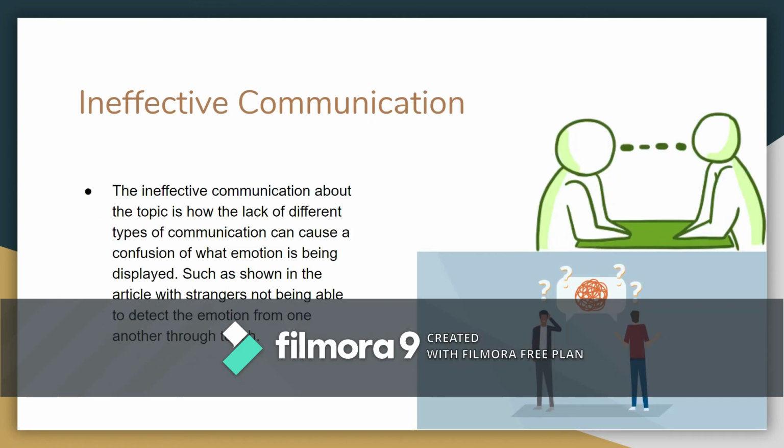So when it comes to ineffective communication, this would have to do with the video that we just watched. The lack of being there, that physical presence. This goes back to the article that we went over previously. Having that physical touch makes it much easier for people to identify those specific kinds of emotions. Without that physical being there, it's a lot more difficult.